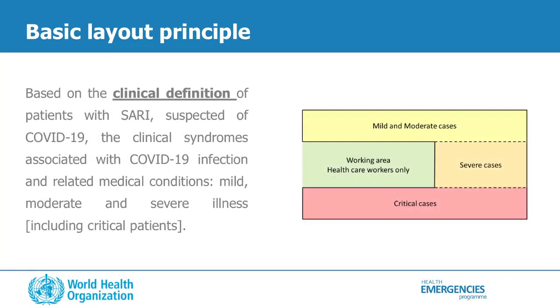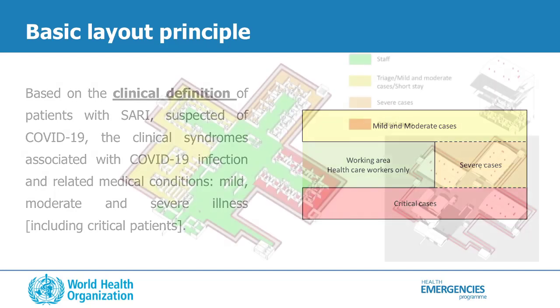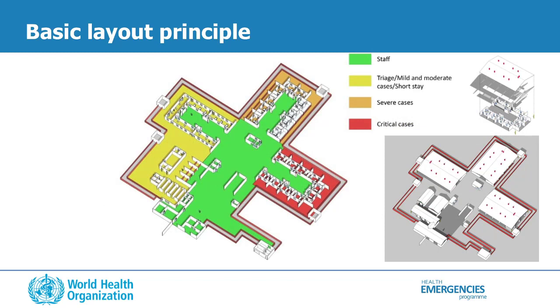Here is the diagram with an overview layout based on clinical definitions associated with COVID-19. The clinical syndromes help determine whether a patient suspected of being a COVID-19 case is considered mild, moderate, or severe. That includes some critical patients too. In this diagram, the different colors represent different zones of the SARI treatment center with specific functions in each zone.